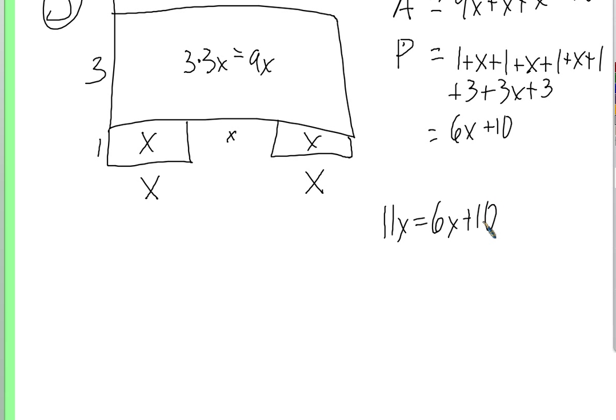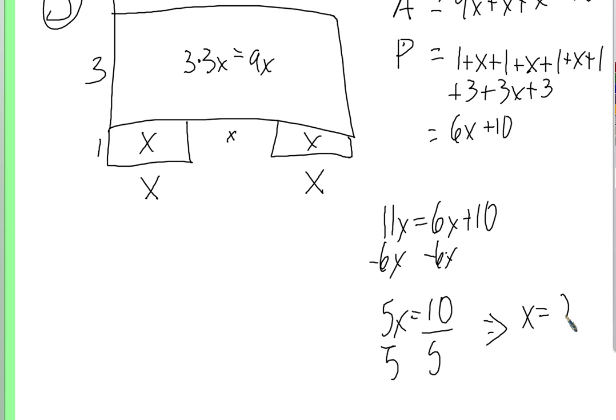Next. Subtract 6x from both sides. 5x equals 10. Our instincts kick in. Divide by 5. I guess I'll put an arrow. x equals 2. Is that the question? No. No, the question is, what's the area and what's the perimeter?